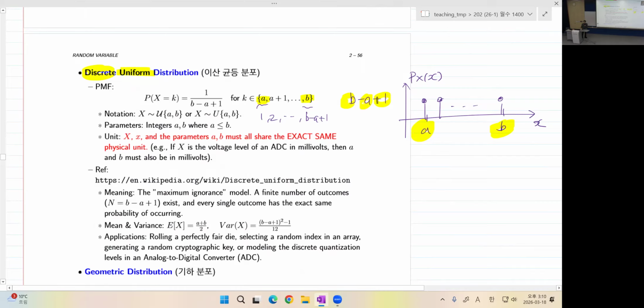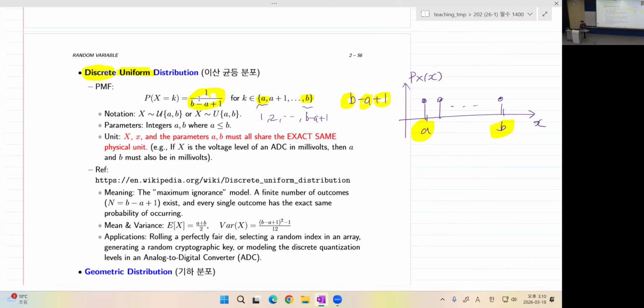You remember, right? From your high school. B minus A plus 1. That's why the height is 1 over B minus A plus 1. And let me ask you, can A and B have a unit or not? See that? This is exactly the probability, and you have one that is unitless. What does that mean? The denominator should not have any unit, and it is also added by one. So no unit, right? In this form.